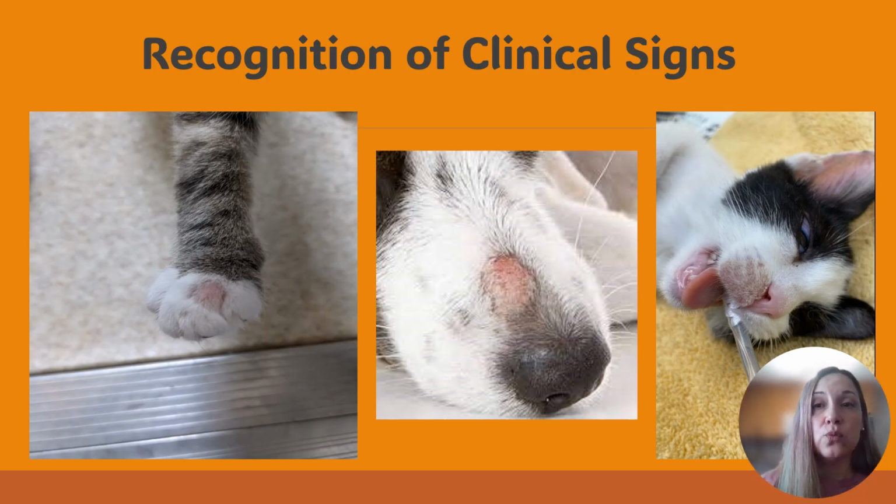We want to be able to recognize the classic clinical presentation of ringworm in animals. This includes circular patches of hair loss, redness, and scaling or crusting of the skin. We often see it on extremities, like we see here in this lower left-hand picture of the cat paw. We can see it on the nose or the muzzle, like we see right around the nose area of this dog and the muzzle area of this cat. And sometimes we can see it in or around the ear pinna.